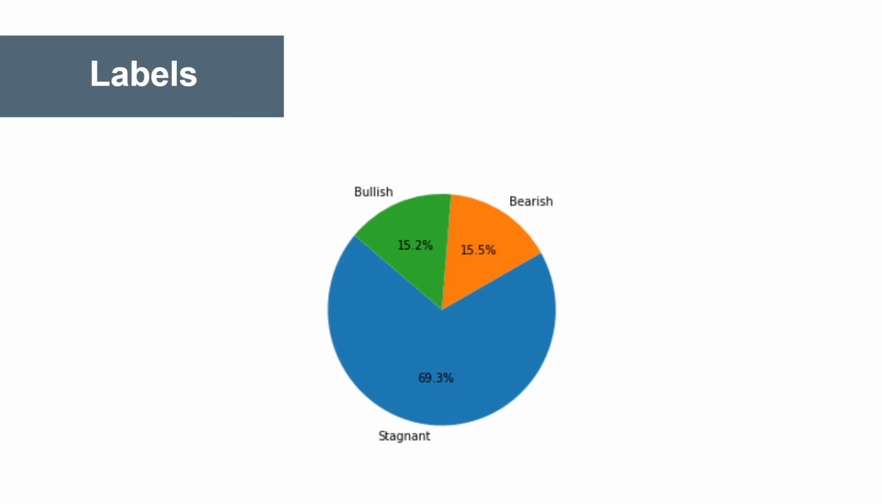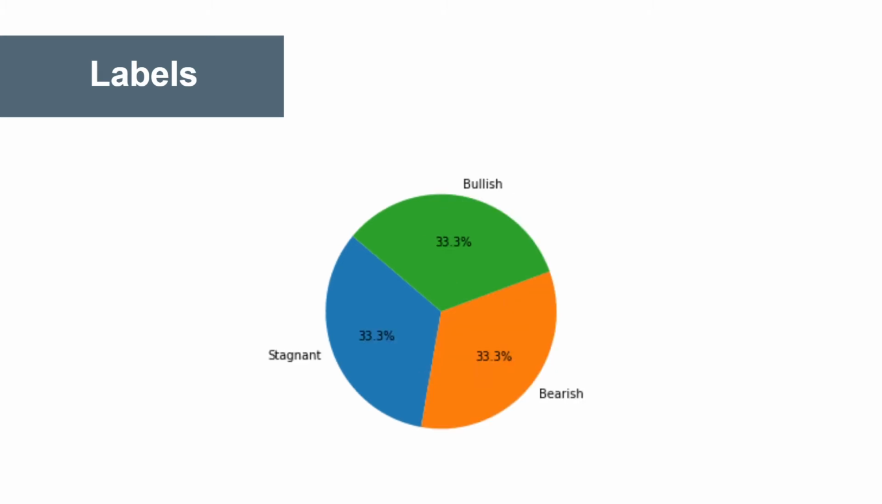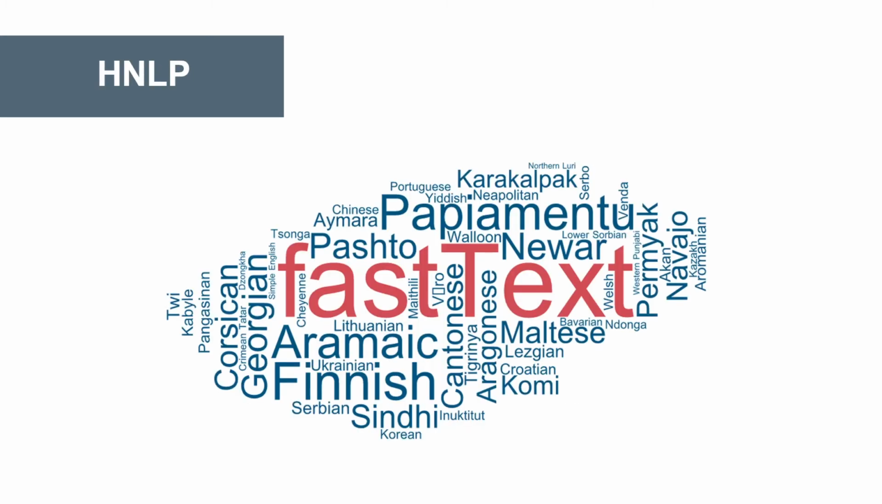Before pre-processing, we are working with a skewed volume of labels. We perform stratified sampling to achieve a balanced training dataset. For hierarchical NLP models, we are developing it using fastText. This is an architecture developed by Facebook AI Research that utilizes hierarchical learning to perform text classification.